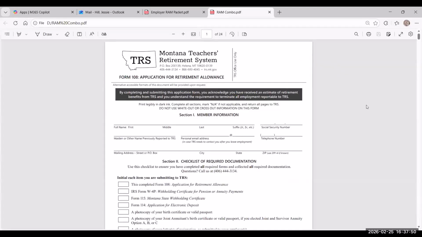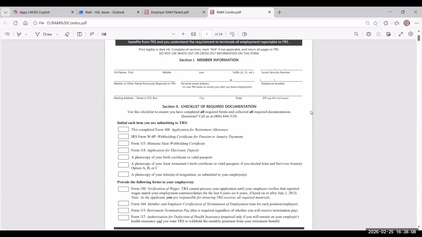Starting with the first form, which is Form 108, the application for retirement allowance. Each page, I'm going to go through it, listing what the member needs to be providing. On this first page of Form 108, which is the main form of the retirement packet itself, they're only completing Section 1 with their personal information at the top. They have this handy checklist in Section 2 that is just for their own purpose, so they know what pieces and parts are needed to complete their packet.